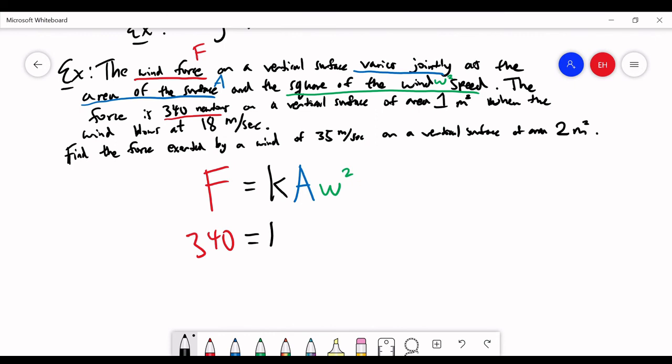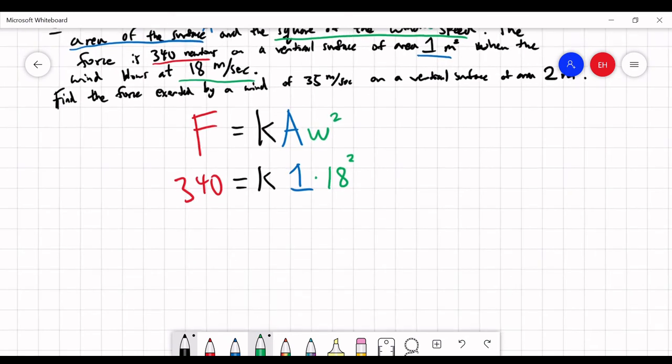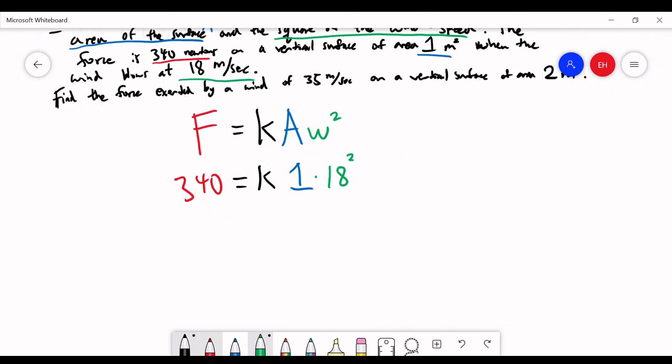Okay, now think about what your next step would be to find the force exerted by the wind of 35 meters per second and area of 2. Well, we could plug the wind and area in, but we still need the K in order to finish this. We can get the K because we have the force, the area, and the wind for one situation. So we have all three of those in one scenario, so we can use that.